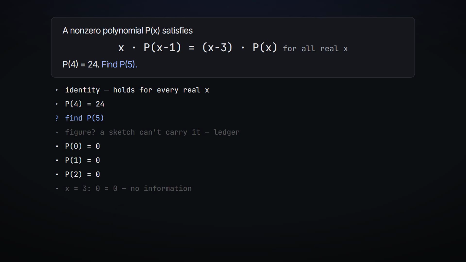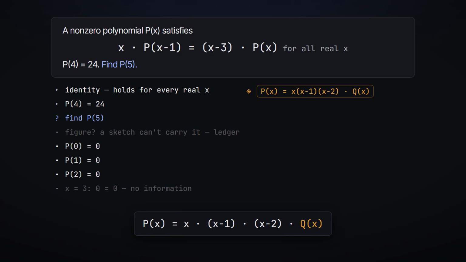A polynomial with roots at 0, 1, and 2 is divisible by x, by x minus 1, by x minus 2. So p is x times x minus 1 times x minus 2 times something. And I give the something a name, q of x. The name is doing work. It stores what I know, so the identity can tell me what is left.